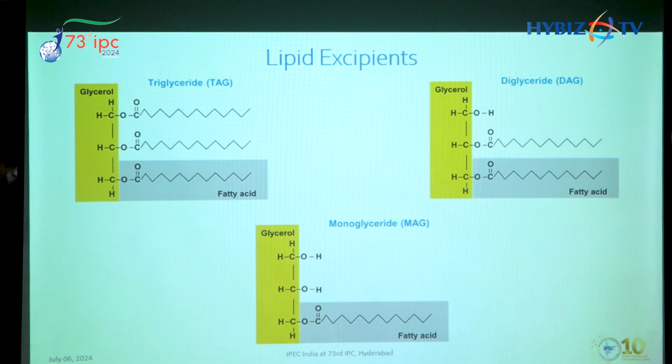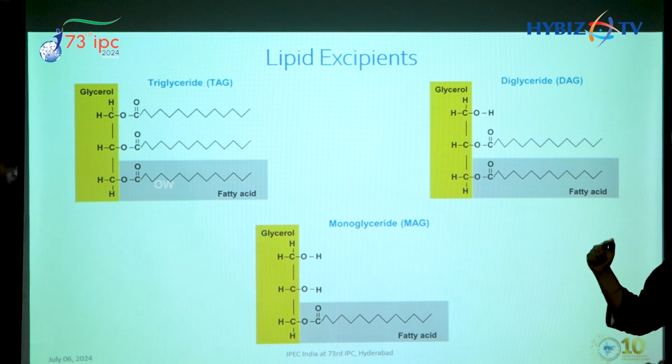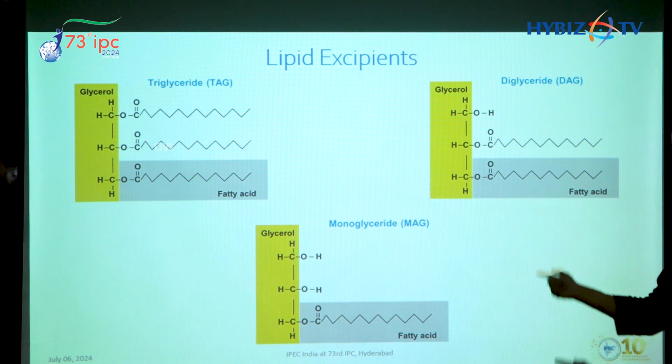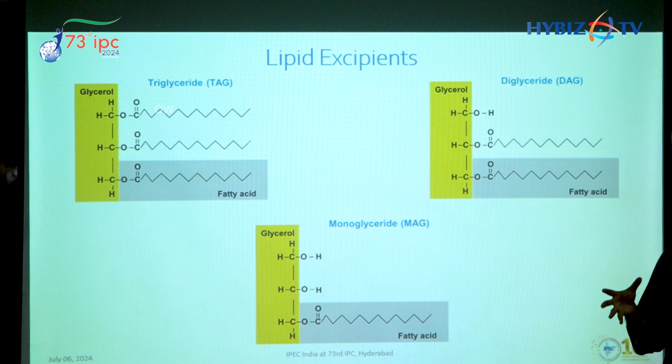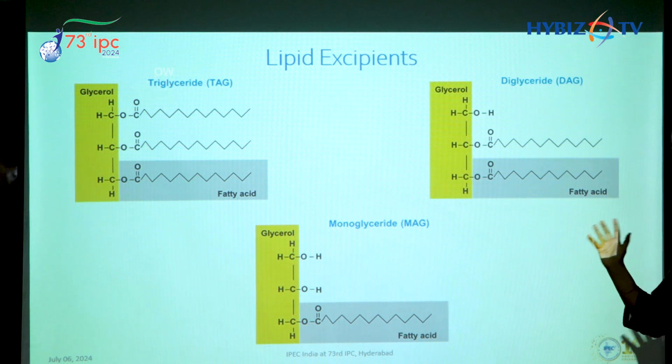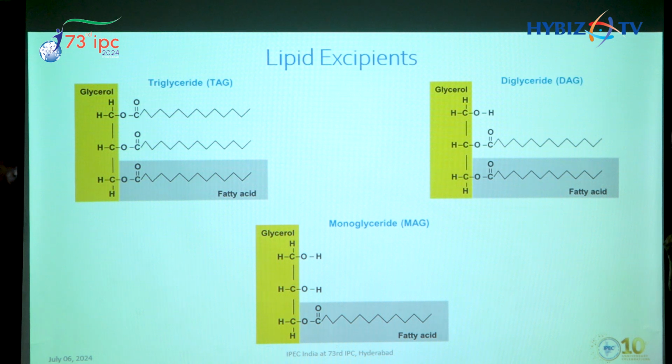This is followed by diglyceride, where only one hydroxyl group is present, and in the case of triglyceride all the three hydroxyl groups are replaced by the fatty acid, so that is the most lipophilic amongst the three. So all these lipid excipients are a mixture of mono, di and triglyceride, and depending upon the percentage of each of these components, again the corresponding HLB value and the application of the excipient will get determined.